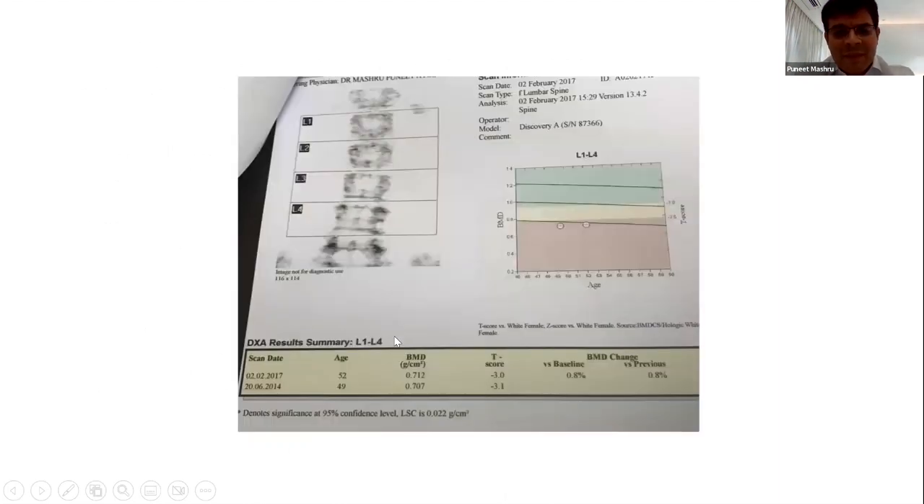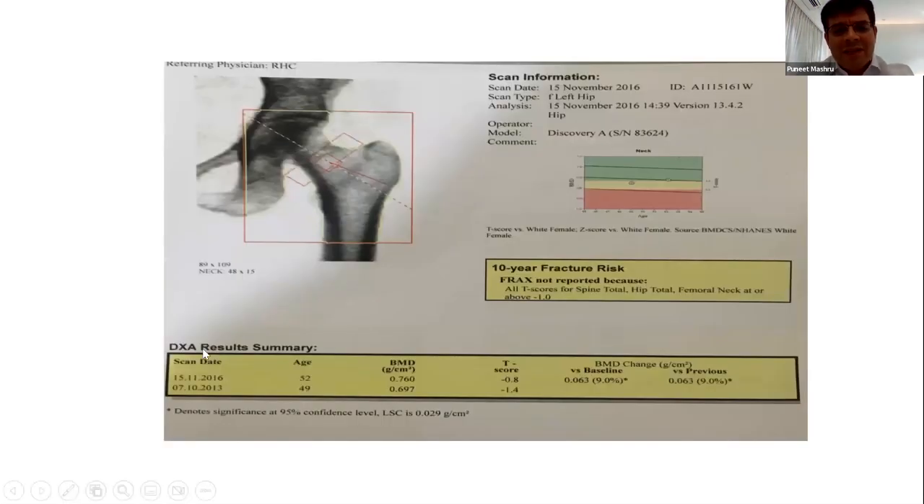Let's take another example here. You have the BMD value in 2014 as 0.707, in 2017 as 0.712, and the least significant change value is 0.022. So it is within that range. It is not exceeding that range. So there is no change in the BMD. The BMD is stable.